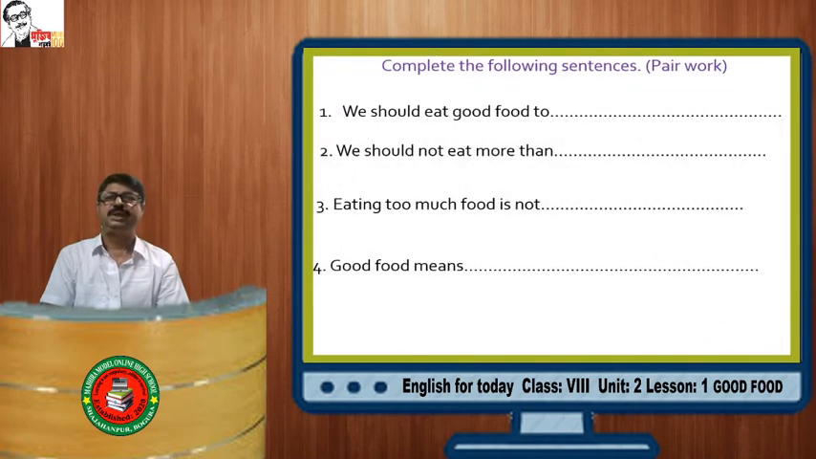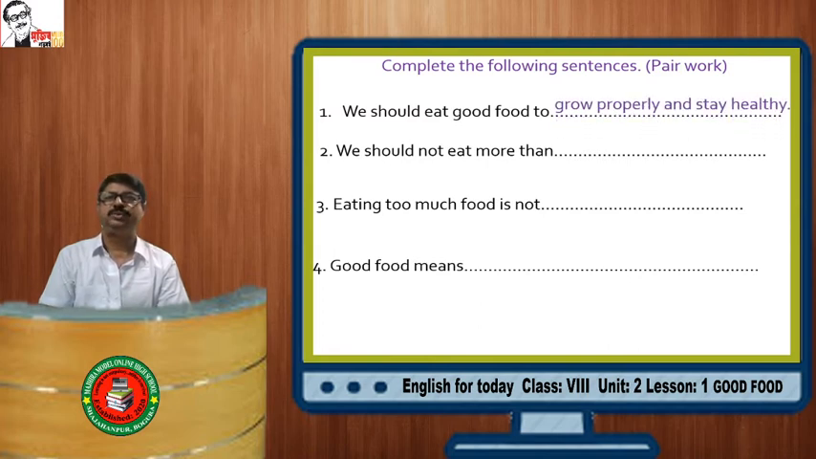Now, fill in the blanks. You have to complete the following sentences. Read the sentence carefully, then try to fill up the sentences. Sentence number 1. We should eat good food to dash. I hope you all can tell the answer. I am giving you the answer for your checking.